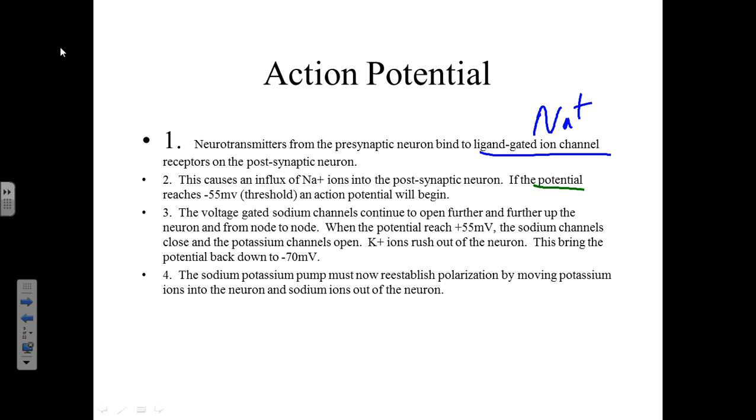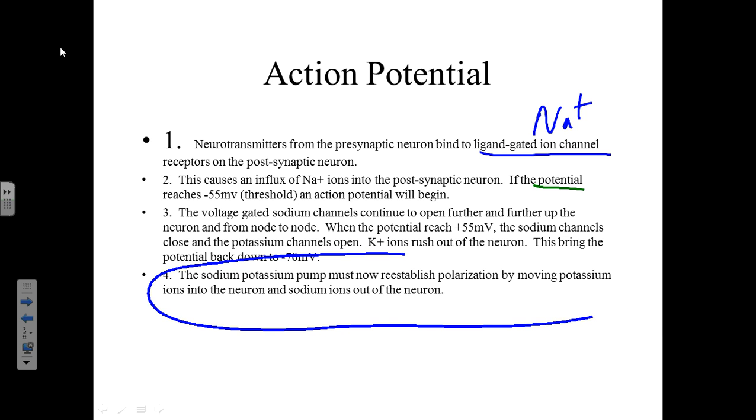Eventually, it'll get up to, on our diagram, +40. It can go up to as high as +55. That's when the sodium channels close and the potassium channels open. Potassium comes out, moves from high to low. And that brings the potential back down to -70, maybe a little bit below. And then the sodium-potassium pump kicks in to repolarize the neuron.